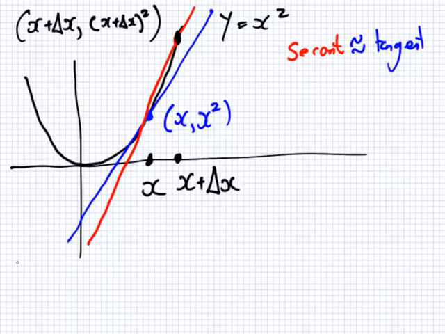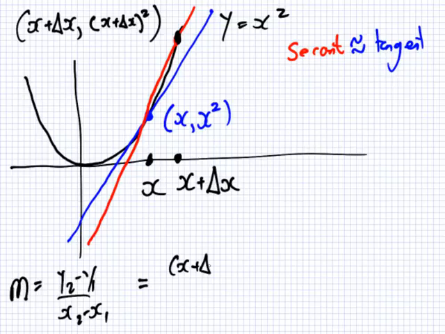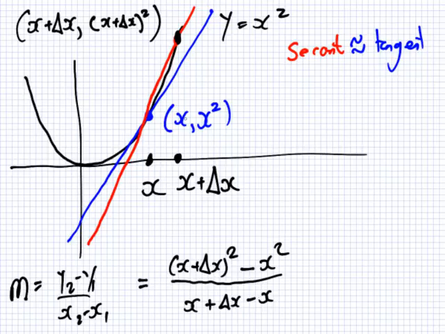So, we can use our formula for the slope. m should equal (y2 minus y1) over (x2 minus x1). So that would be (x plus delta x) squared minus x squared over (x plus delta x) minus x, because this one here I'm taking as x1, y1, and this one here I'm taking as x2, y2.